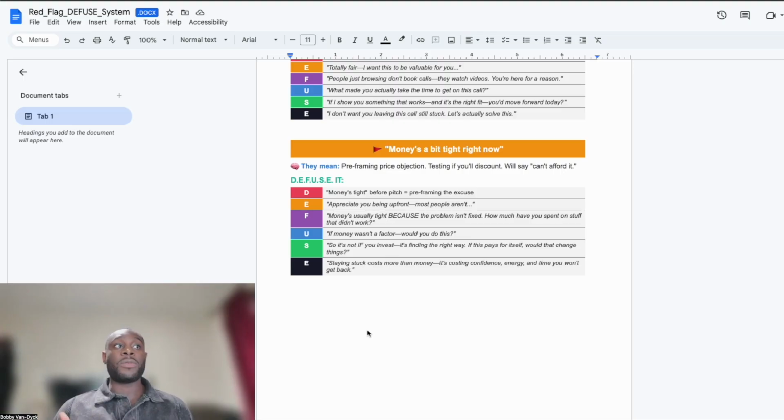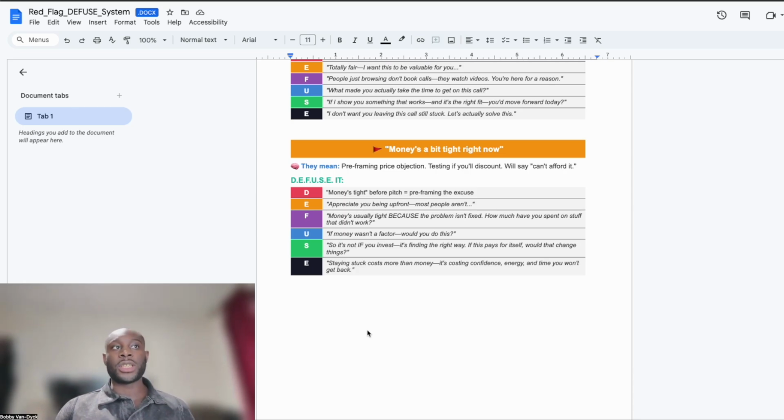And then you ask them, if money wasn't a factor, would you do this? Everyone should say yes. Now you've got to unpack that and uncover it. Why would you do this? What's it going to benefit? What's it going to change for you? Really get them solidified and sold on why they would do it. And now that they've said yes, you can agree: so it's not if you invest, it's finding the right way. And they're going to agree with that.